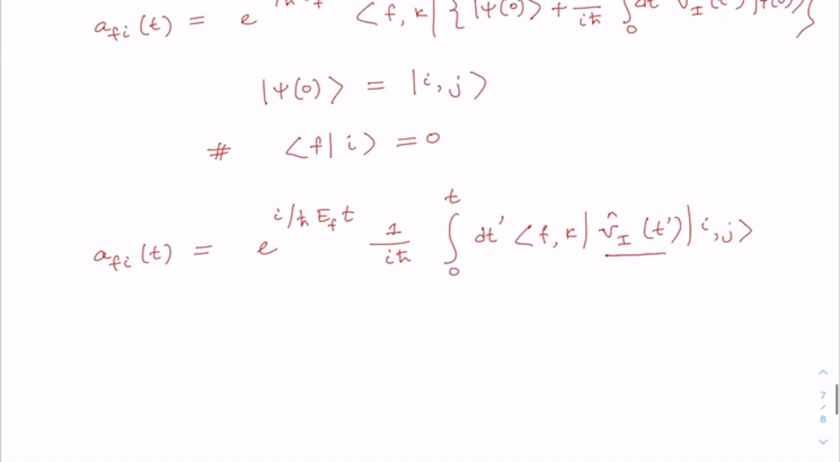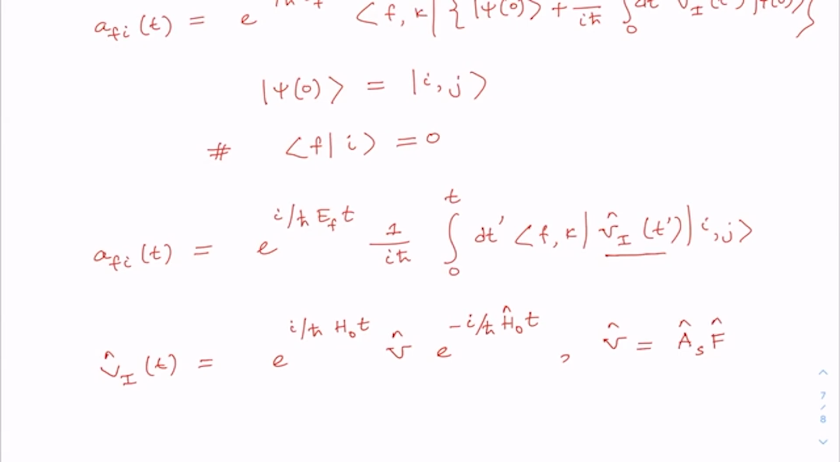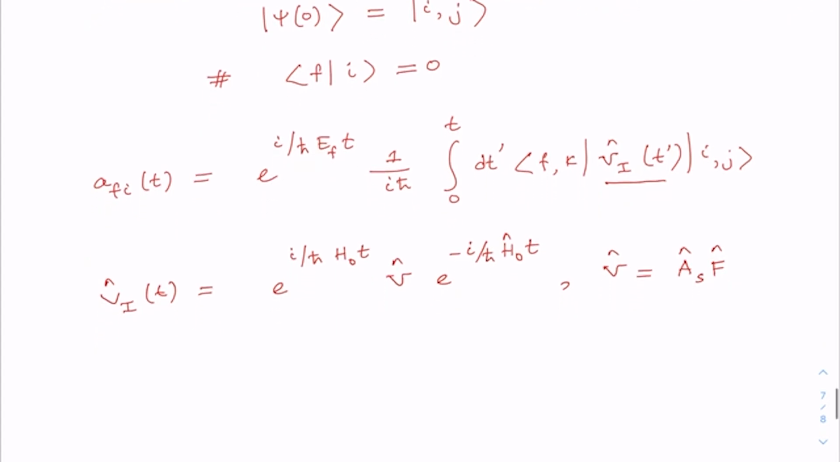Now this V_I, we know that V_I(t) is equal to e to the power i by h cross H0 t, V, e to the power minus i by h cross H0 t, where V is, as I said, the interaction term in the Hamiltonian in the Schrodinger representation. This is equal to the product of the system operator and the environment operator, the fluctuating environment operator, say F.